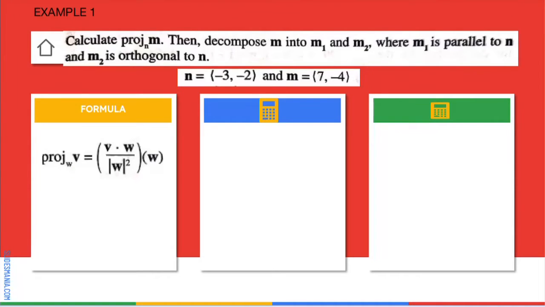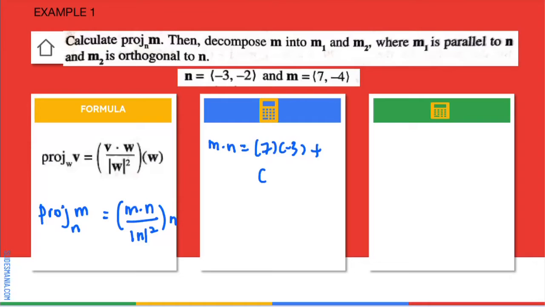So now let's rewrite what we want to have now, which is projection of M onto N. So the formula is M dot N over magnitude N squared multiply with vector N. So let's focus on finding the projection first. First of all, you need M dot N. Okay, so the formula is M dot N is 7 multiplied by minus 3 plus minus 4 multiplied by minus 2. So the answer is minus 13.